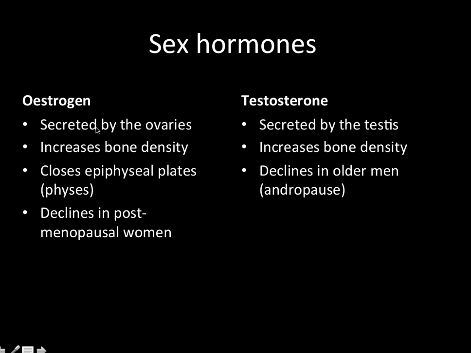Well, estrogen is obviously secreted by the ovaries, testosterone by the testis, and both of them increase bone density. Now, estrogen has this curious effect of closing epiphyseal plates. Now, testosterone arguably does too, but this is much more of a pronounced effect in estrogen. So, because obviously females have high levels of estrogen, their physes close earlier, and this is one of the reasons why women are shorter in general than men. Now, both estrogen and testosterone decline in older age. So estrogen will decline in postmenopausal women and testosterone will decline in older men, the so-called andropause.